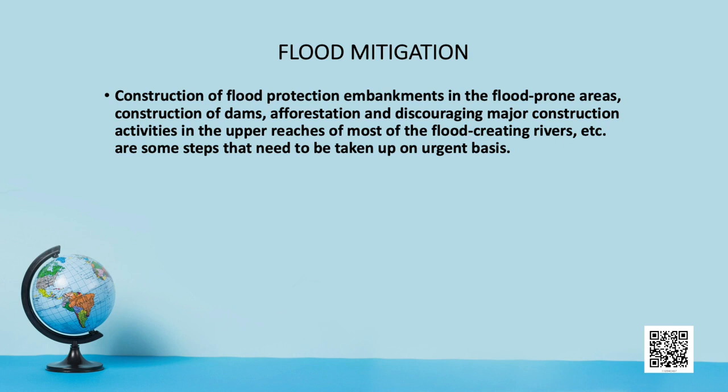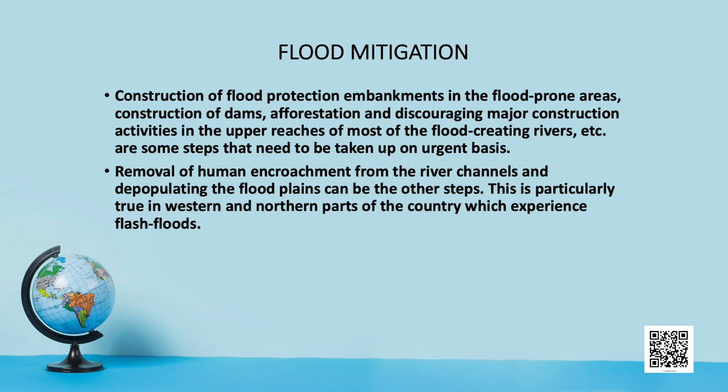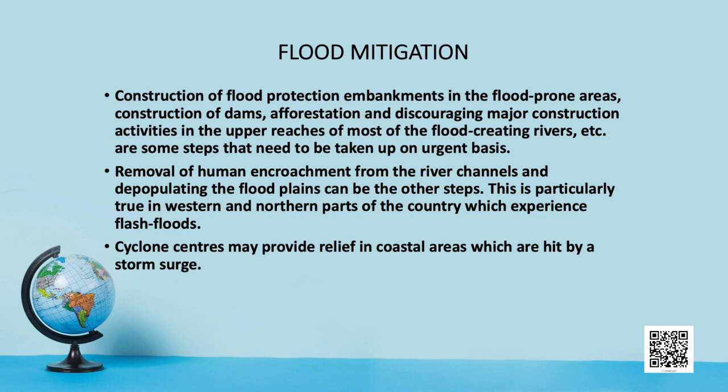Construction of flood protection embankments in the flood prone areas, construction of dams, afforestation, discouraging major construction activities in the floodplains. These are the steps to be taken to prevent loss of life and property. Removing the human encroachment from the river channels and depopulating the floodplains can be a very important step. This is particularly true in western and northern parts of the country, which experience flash floods. Cyclone centers also provide relief in the coastal areas which are hit by the storm surge.